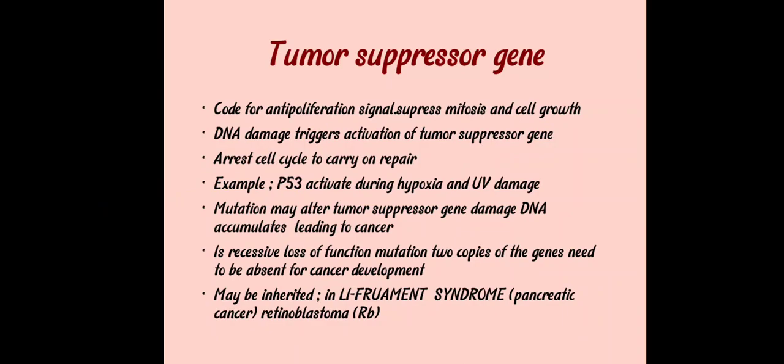So the next one is tumor suppressor genes. These code for anti-proliferation signals. They suppress mitosis and cell growth. If there is DNA damage, they will stop the cell growth. They will arrest the cell cycle to carry out repair processes. Example, p53 is activated during hypoxia and UV damage, because these two cause DNA damage. Then mutation may alter a tumor suppressor gene.